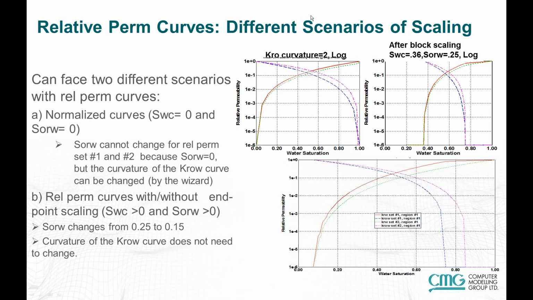So the top plot on the left is showing an example of a normalized curve. The blue curve is the water flood curve, and the magenta curve is the low salinity curve, where we've changed the curvature to be more water wet. You can see the crossover points shifting to the right here. And here on the right are the same curves after block scaling, again showing our SORWs are the same because of our normalized curves. So the only way to shift it is to change the curvature.